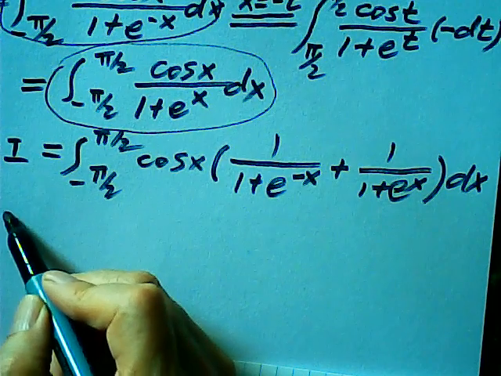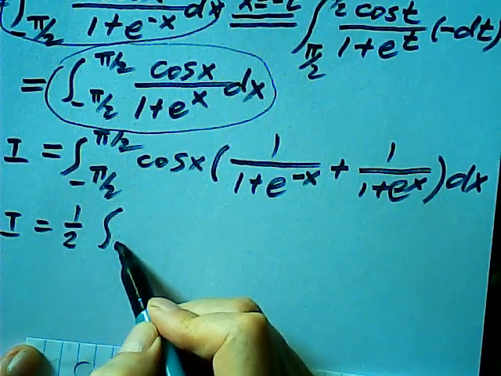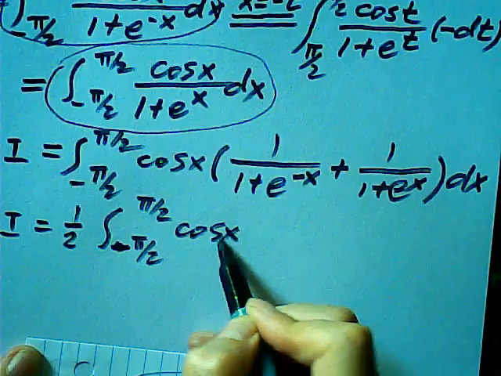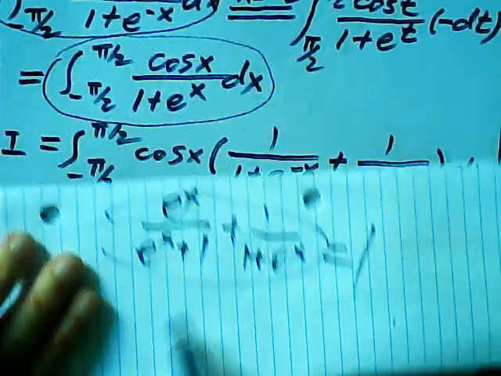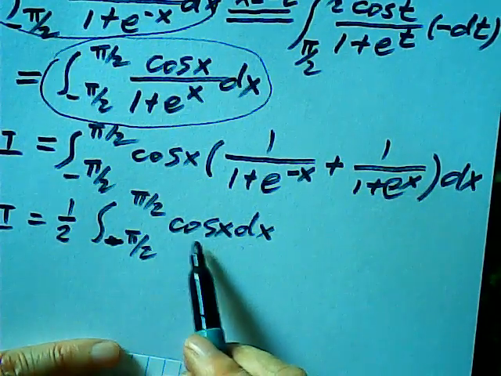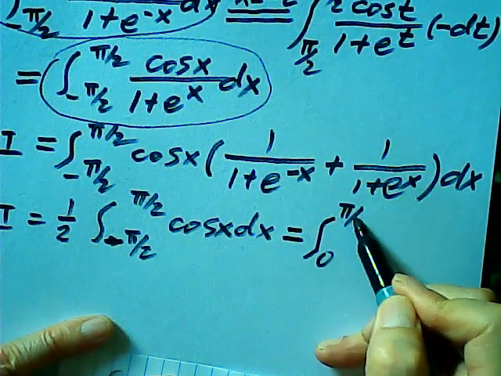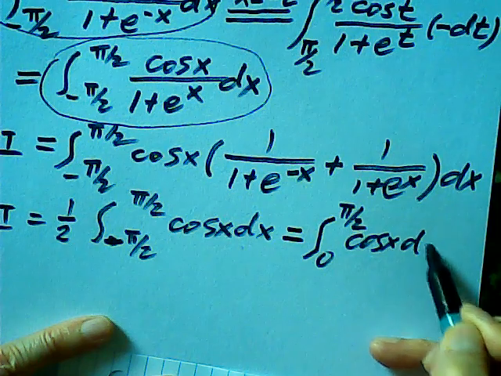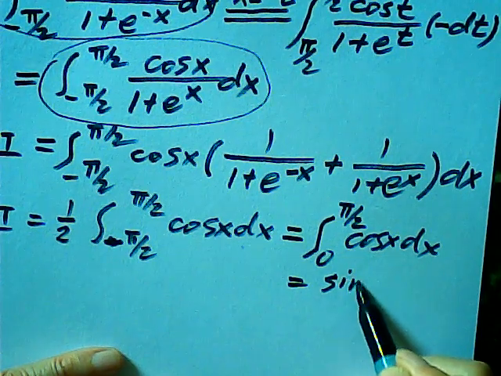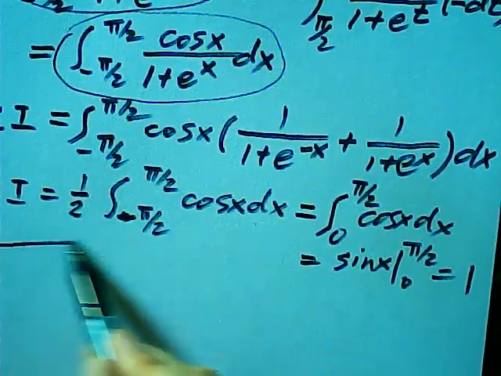So therefore, I is equal to 1/2 integral of cosine. This is equal to 1, as this one says. Now, cosine x is an even function. Therefore, this becomes twice the integral from 0 to half pi cosine x dx. Yeah, this one is equal to sine x, right? Sine x from 0 to half pi. So the result is equal to 1. So that is the first method.